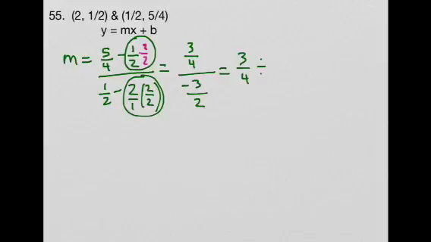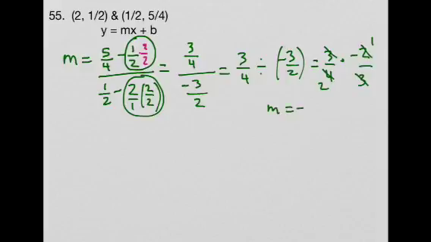This means this 3/4 is the same thing as 3/4 divided by negative 3 halves, which we know is the same thing as 3/4 times negative 2/3. So this reduces, and so the slope ends up being negative 1/2. And so with that, we go back and use either point 2, 1/2 or 1/2, 5/4 to solve for b.